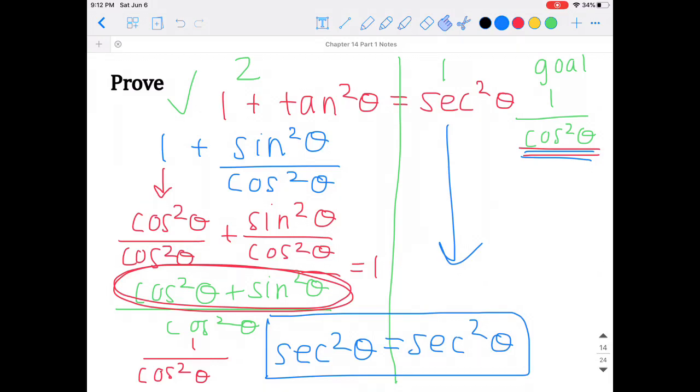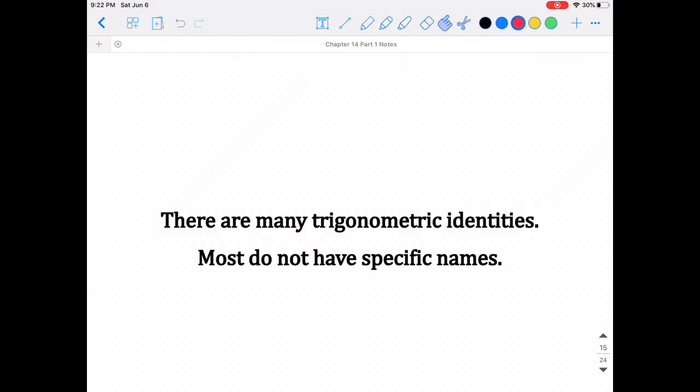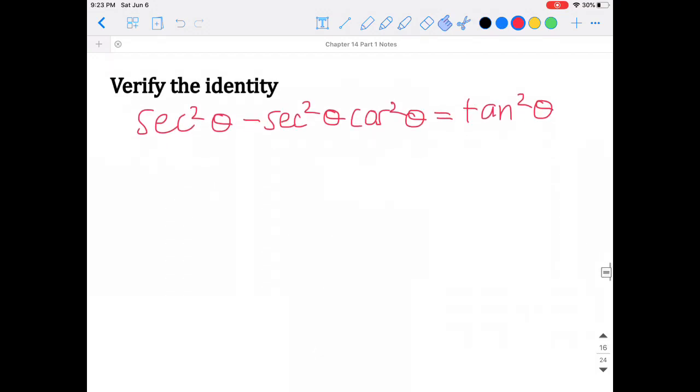So this problem is a good one just so you can see a bunch of steps. Again, it is a little bit tricky. You might have to use some trial and error, but notice for this one it's very important. If you have two terms and you're trying to turn it into one term, you're most likely going to need to use a common denominator to create that one term. And you know you're finished if your left and your right side of your equation are exactly the same. And there are many trig identities, but most do not have specific names. We just went over some simple ones, which were the Pythagorean identities. So let's look at another example.